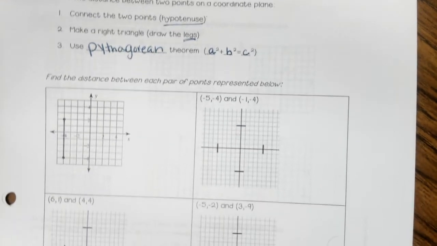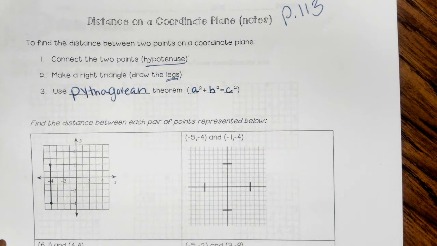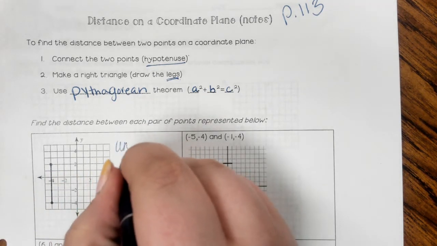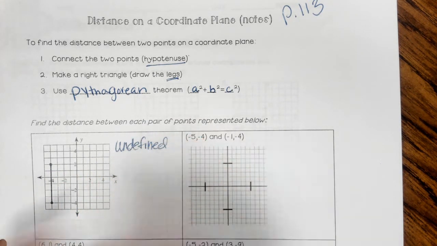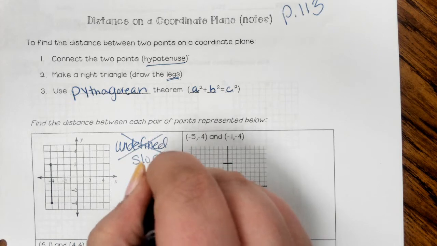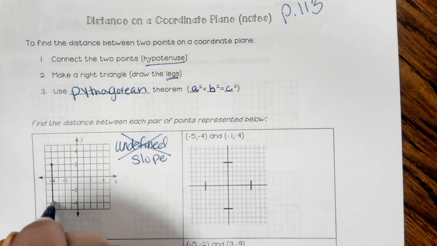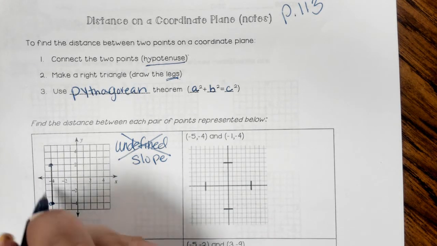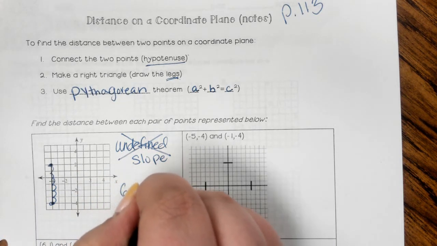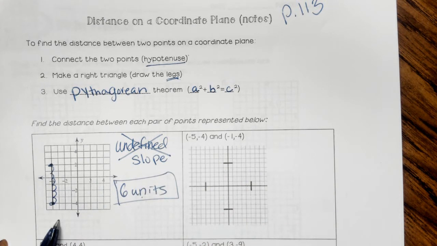Just to get started with what distance really is: it's measuring from one point to the other point. How many units is that taking up? Most of you are looking at this and saying undefined. And I'm really proud of you for remembering slope. That is slope. The slope of this is undefined, but it has a distance. The distance, I just count from this point to this point. How many units do I get? 1, 2, 3, 4, 5, 6. That is 6 units long. That's the distance. The slope was undefined.